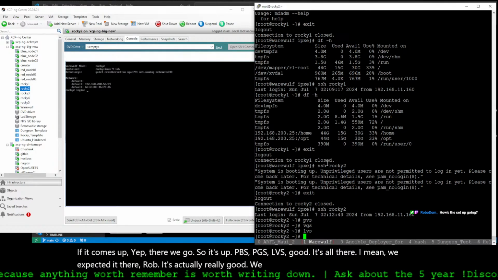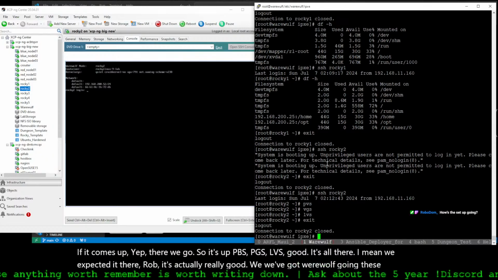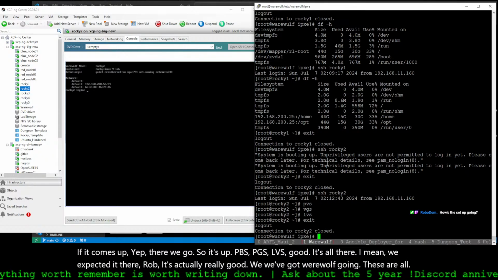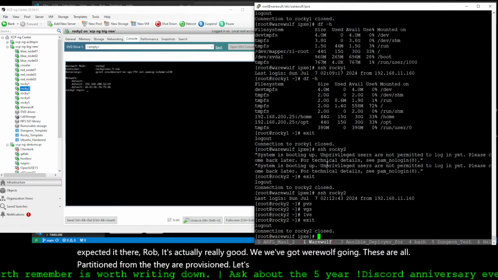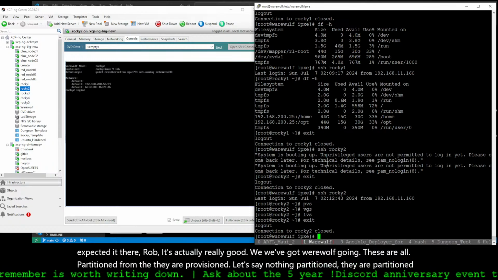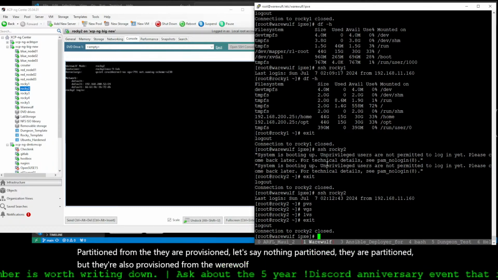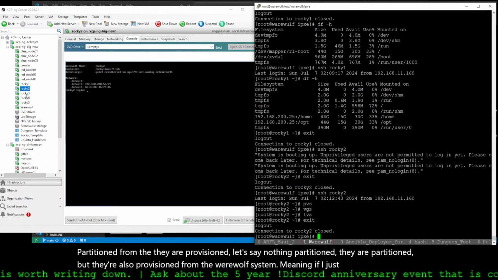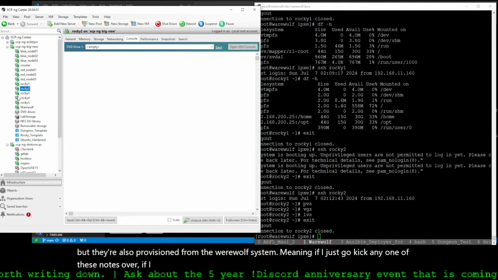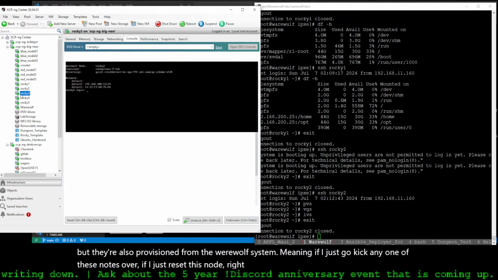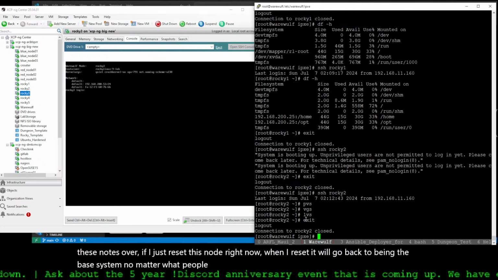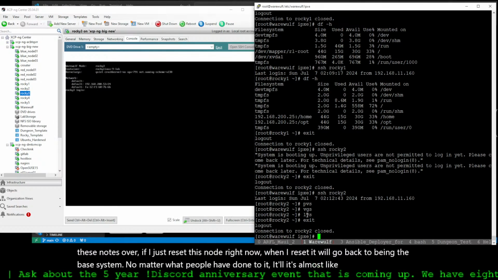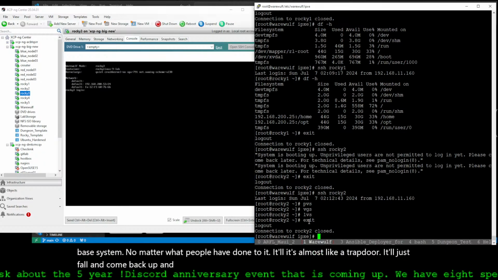We've got Warewulf going. These are all provisioned, let's say. Not even partitioned. They are partitioned, but they're also provisioned from the Warewulf system. Meaning, if I just go kick any one of these nodes over, if I just reset this node right now, when I reset it, it will go back to being the base system. No matter what people have done to it, it's almost like a trapdoor. It'll just fall and come back up and there'll be nobody on it, right?